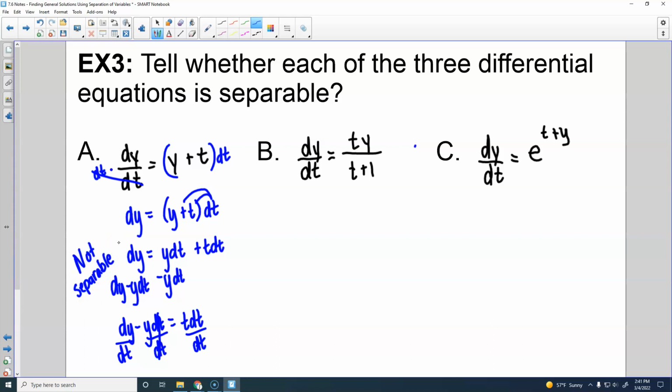So all of my work there was in vain. It cannot be separated. In general, you're going to see that's the case whenever you have that plus or minus, in a lot of cases anyway. So that one cannot be separated.